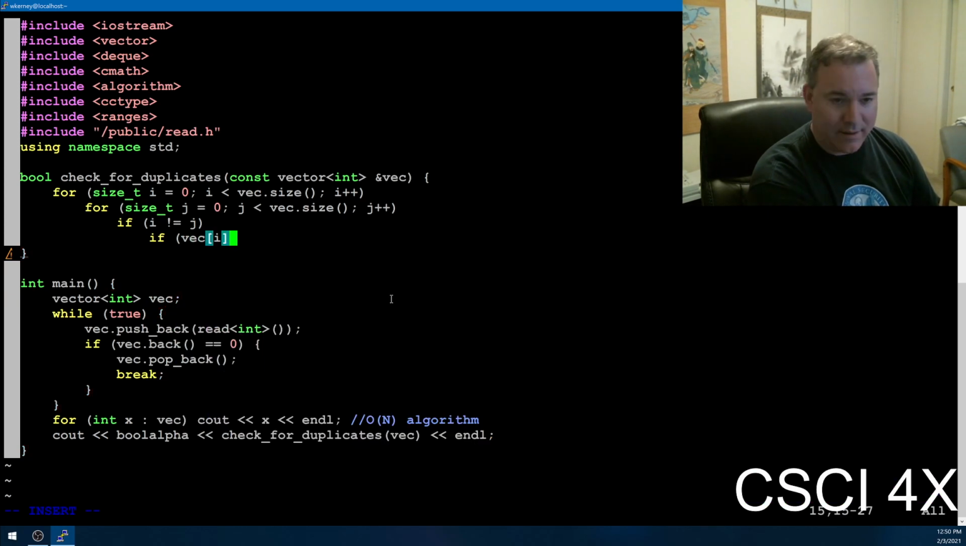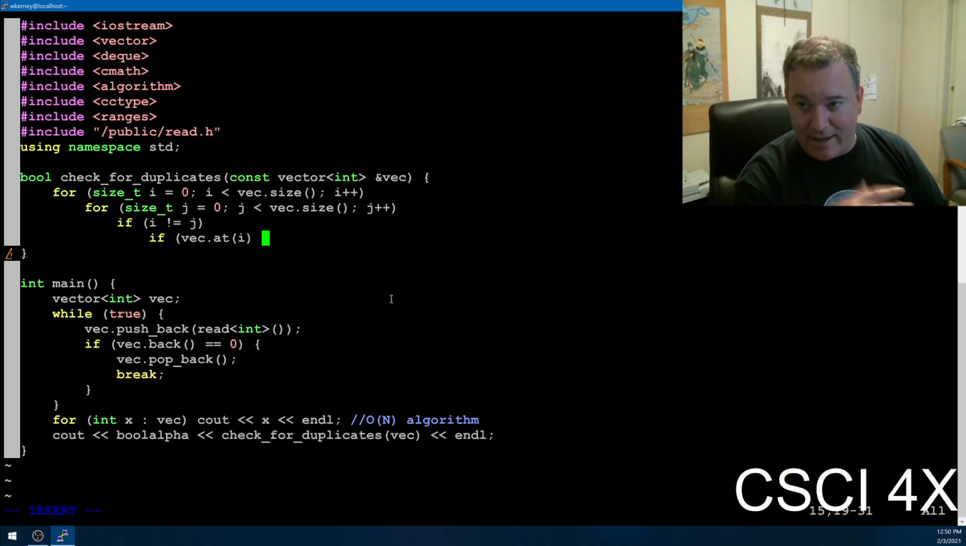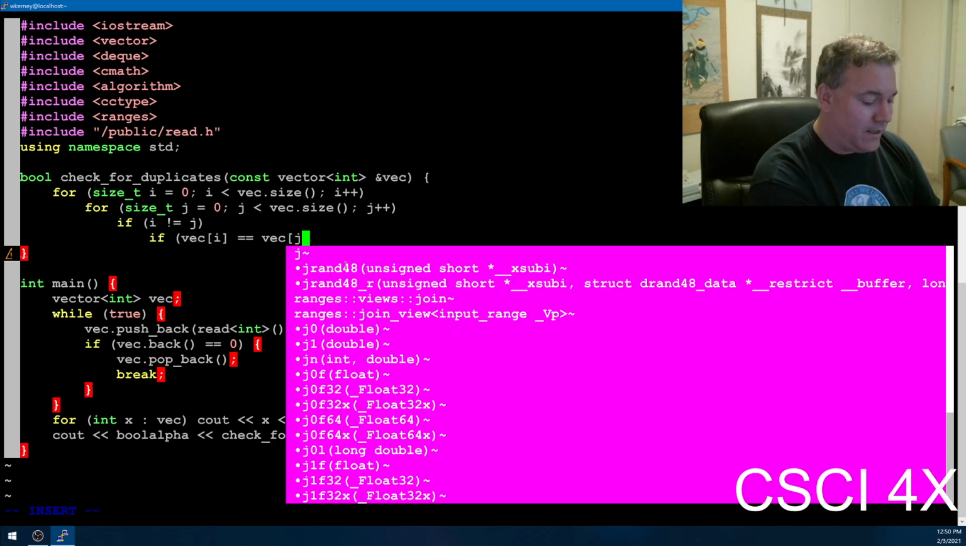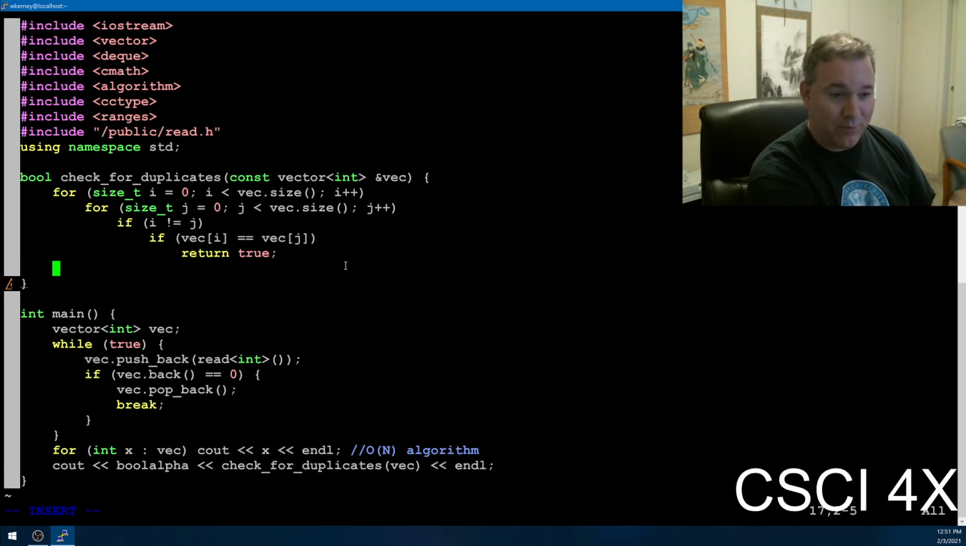if vector square bracket i, because I know it's within bounds. Here, let's just use at for you guys. You technically don't need to use at here because we know it's within bounds. This construction here will guarantee it's within bounds. So yeah, sure, I'll just use square brackets. If vector square bracket i is equal to vector square bracket j, then we will return true. There is a duplicate. And if we get through this entire loop without finding a single duplicate, well, then guess what? We can return false. There were no duplicates.